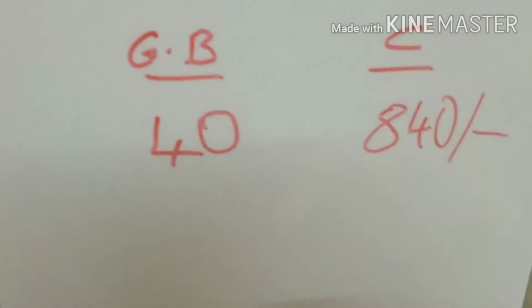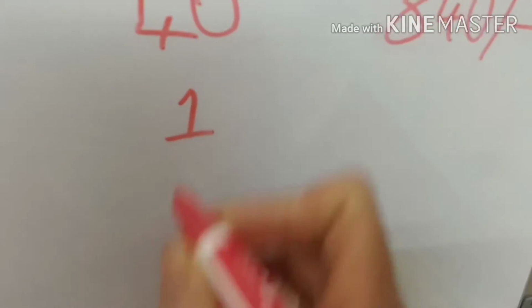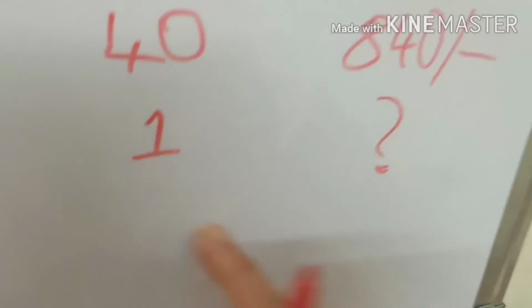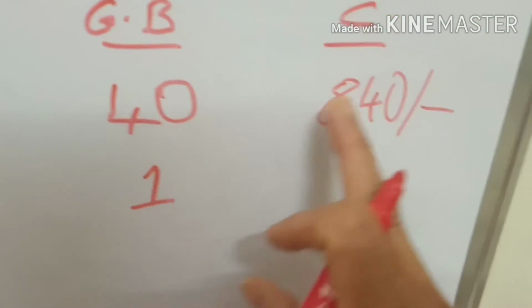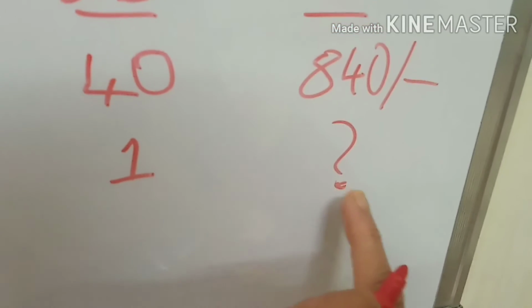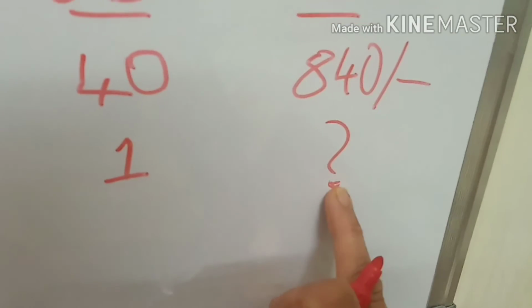Now in the second sentence what he is asking, find the cost of each geometric box. So what we need to write? Geometric box, each in the sense it is one geometric box, how much he is asking. So if 40 geometric boxes are 840 rupees, then how much does one geometric box cost? We need to find out this answer, the cost of each geometric box.